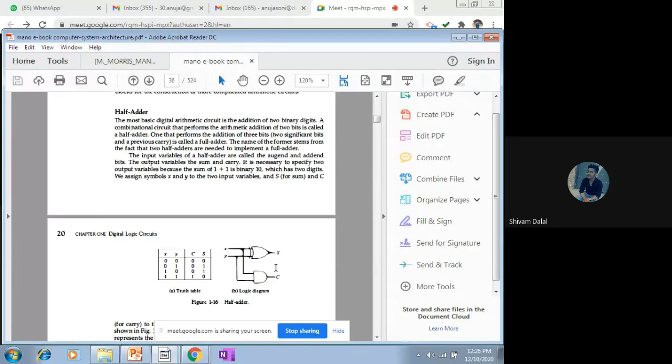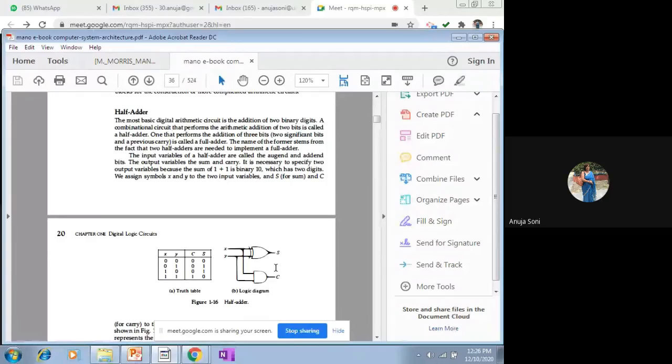What is the meaning of least significant bit and the most significant bit? One minute, please repeat, ma'am: what is the meaning of least significant bit and most significant bit?